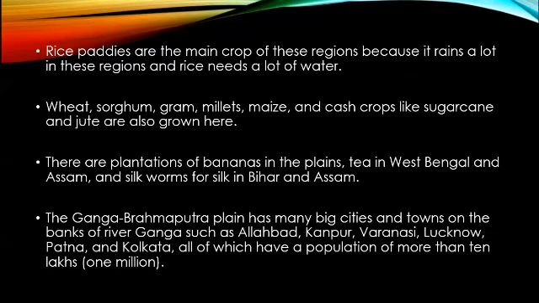The Ganga Brahmaputra plains have many big cities and towns on the banks of the river Ganga, such as Allahabad, Kanpur, Varanasi, Lucknow, Patna, and Kolkata, all of which have a population of more than 10 lakhs. So all these are very densely populated and crowded cities.